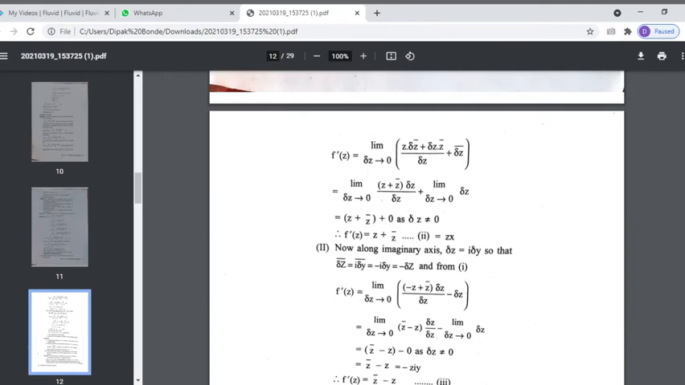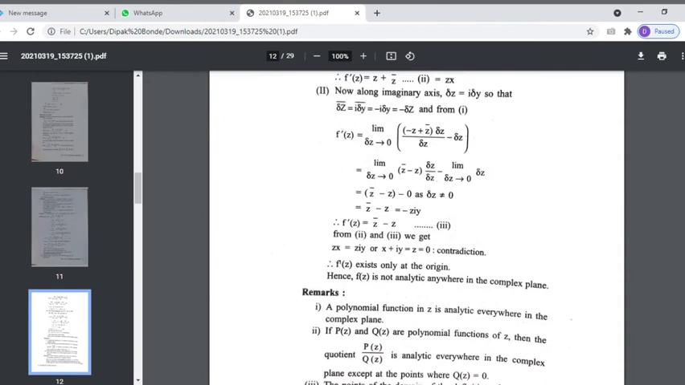For the imaginary axis, delta z is equal to i delta y. So here we put i delta y, and we get f dash z is equal to z bar minus z. So along two different paths, we get two different limits. So the limit of the given function does not exist at z not equal to 0. So f of z is not analytic on the complex plane except at z equal to 0.